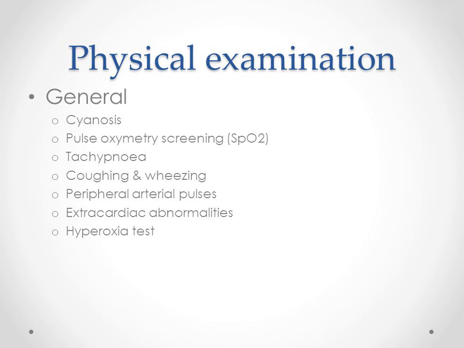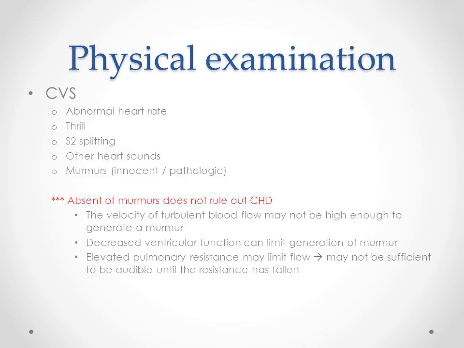Physical examination: general cyanosis, pulse oximetry screening, SpO2. Tachypnea. Coughing and wheezing. Peripheral arterial pulses. Extracardiac abnormalities. Hyperoxia test. Physical examination, CVS: abnormal heart rate, thrill, S2 splitting. Other heart sounds. Murmurs: innocent, pathologic?